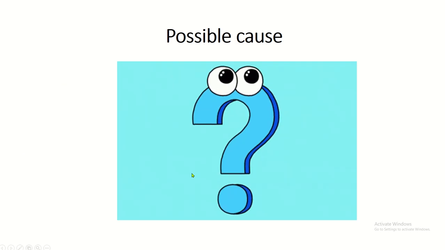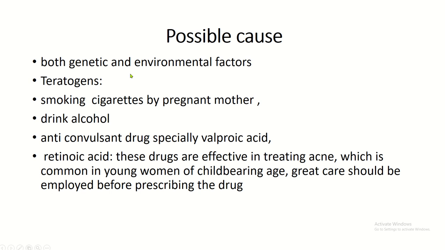The possible causes: both genetic and environmental factors, and some teratogens, such as smoking cigarettes by a pregnant mother, drinking alcohol, anticonvulsant drugs, especially valproic acid, and retinoic acid. These drugs are used in treating acne, which is common in young women of childbearing age. Great care should be employed before prescribing this type of drug in young females.